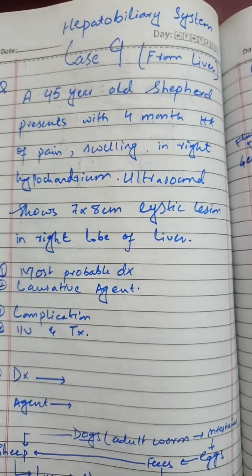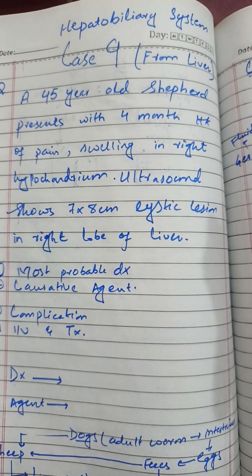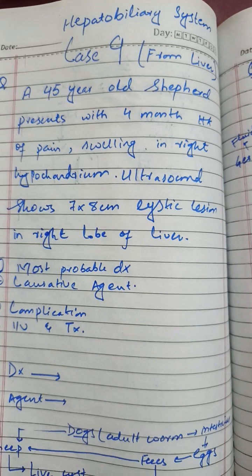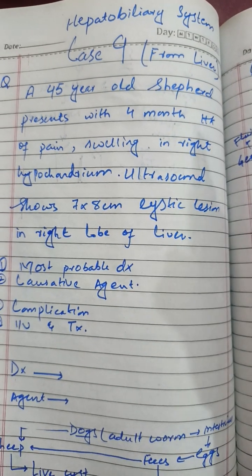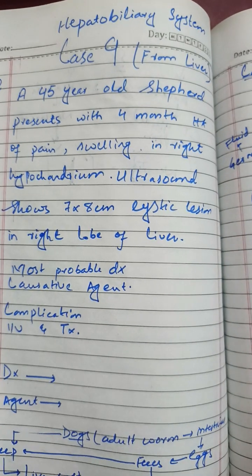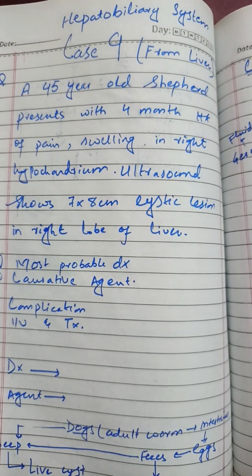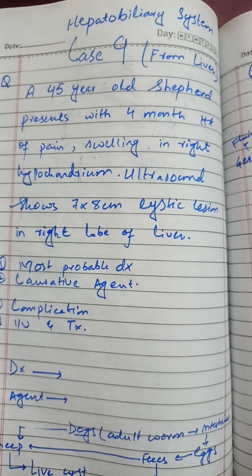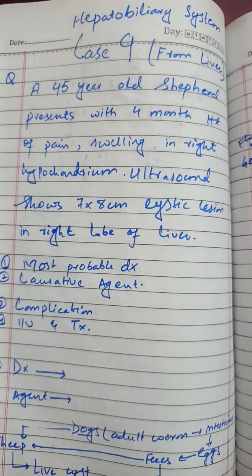Welcome students, we have started scenario discussion on the hepatobiliary system from GIT surgery, in which we have discussed scenarios on gallbladder cases as well as on the pancreas. Now coming towards the liver, we will discuss our first scenario.